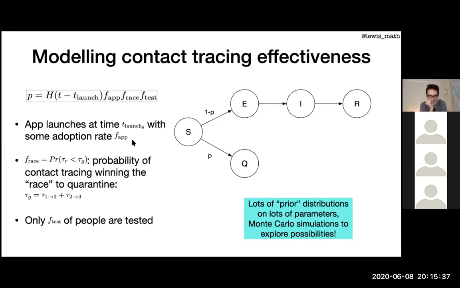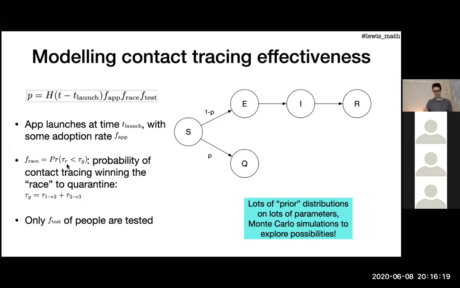Now, one of the other important quantities that you have here is what I was alluding to before when I was talking about the speed of contact tracing. We call this the probability F race, the probability of winning the race to contact trace someone and put them into quarantine before they go on and infect someone else. So basically, we have a distribution of generation times, which we try to look up from the emerging literature as quickly as we can. And then we calculate some probability of the contact tracing time tau R being less than the generation time.